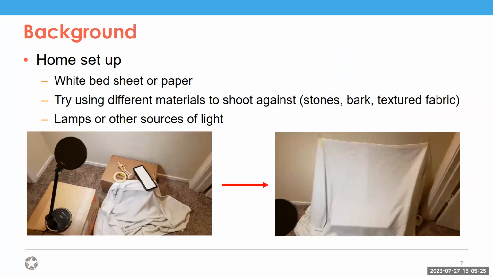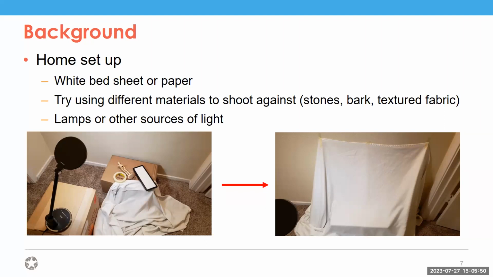So like I mentioned before, I would recommend having a background. You can use like a white bed sheet or a piece of paper like we used in this photo. Notice that there are no folds or creases on that photo to the right. We want to make sure that background is as seamless as possible, and we don't want any creases to make it look weird. And so you can also try using different materials.